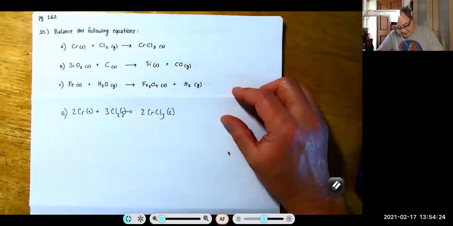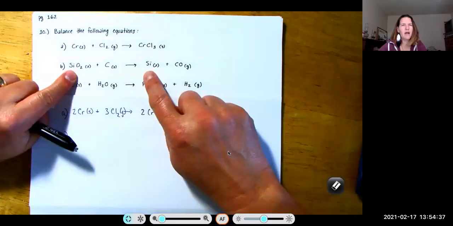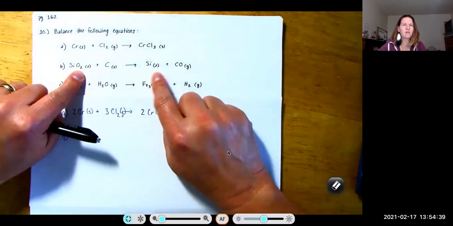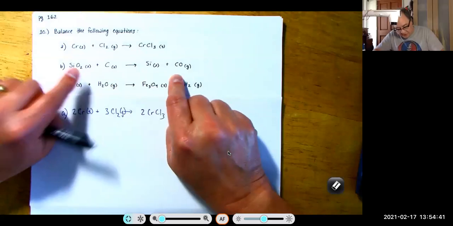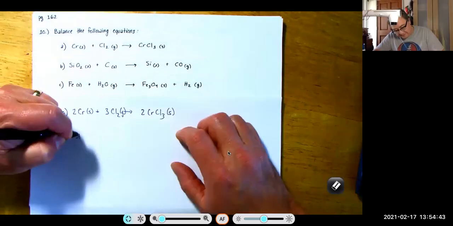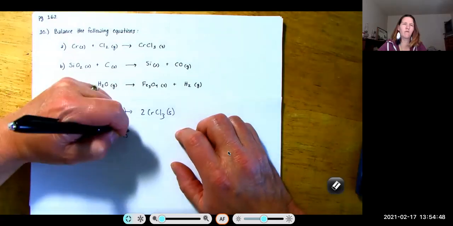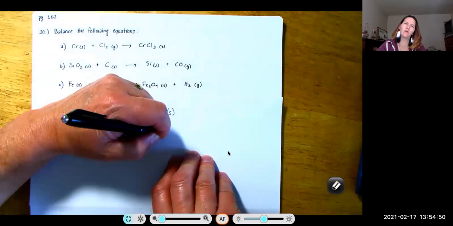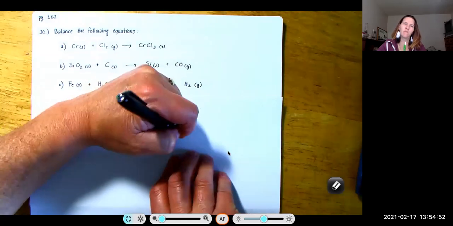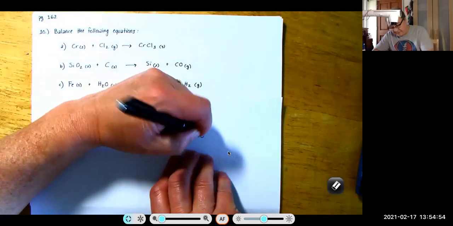Okay, how about B? Do the silicons match? Yes. Do the oxygens match? No. So what do you want to do about that? Put a 2 in front of the CO on the right.